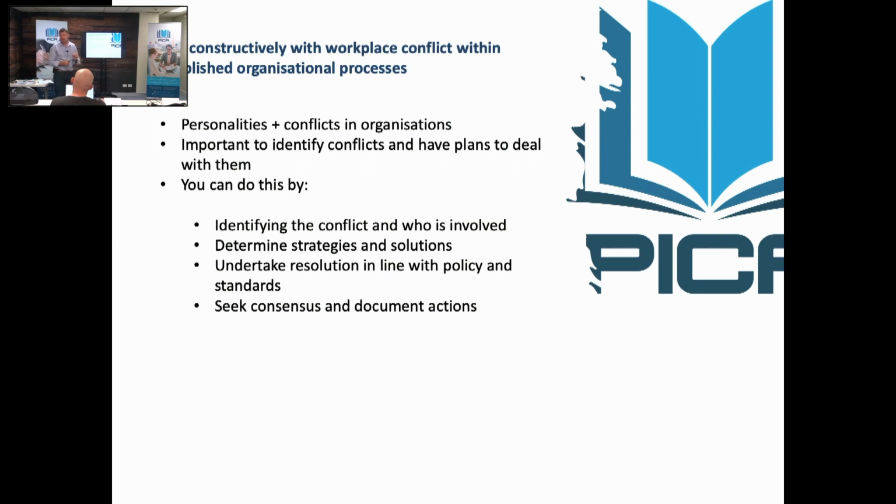Documentation is something you should be doing within a company, and also you'll find that you need to encourage others when you're doing workplace investigations, documentation.